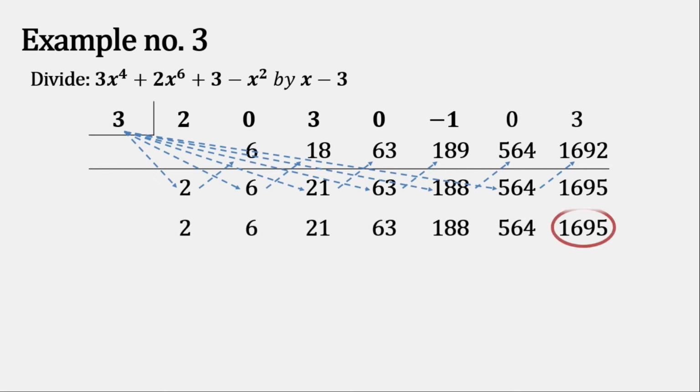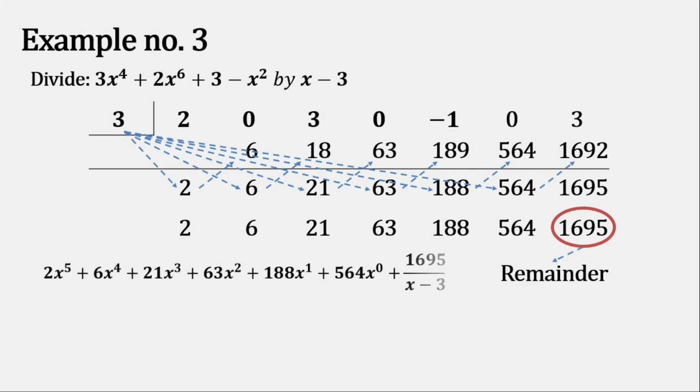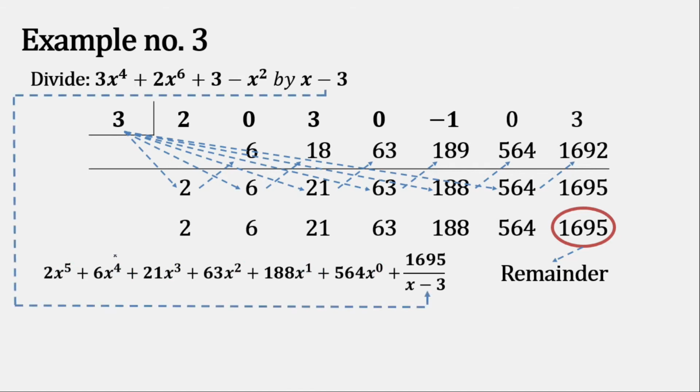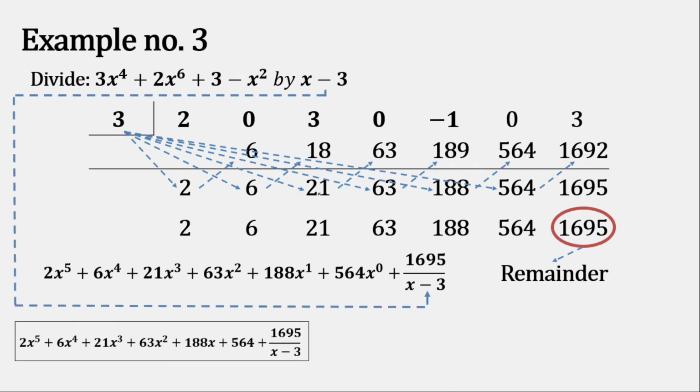Again, the last part is our remainder. Now let's put x raised to 0 on the last, 0, 1, 2, 3, 4, 5. Now if we're going to simplify that, we don't need to put x raised to 0 and we don't need to put x raised to 1 in this one. So we have this as our final answer.